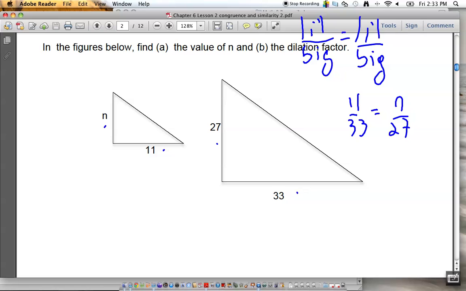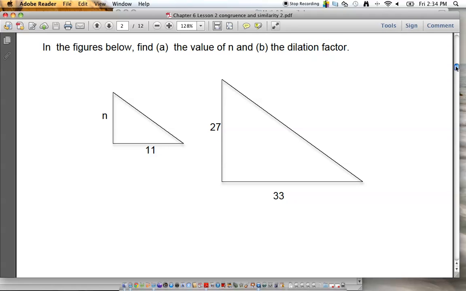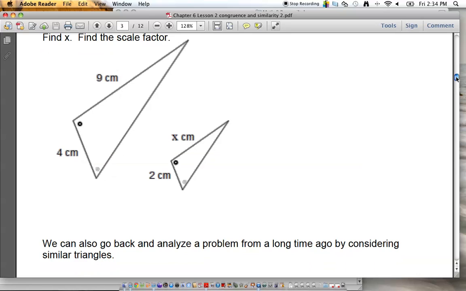Now listen, here's the thing. If you take a look at this, you could cross multiply. Cross multiplying always works. What did I just say? It always works. But it's not always the quickest way. Sometimes you can just look for relationships. 11 times 3 will get you 33. So therefore, what times 3 is 27? 9. And I think that's quicker than using your calculator. But you can if you want to. Okay? Now, try this one.